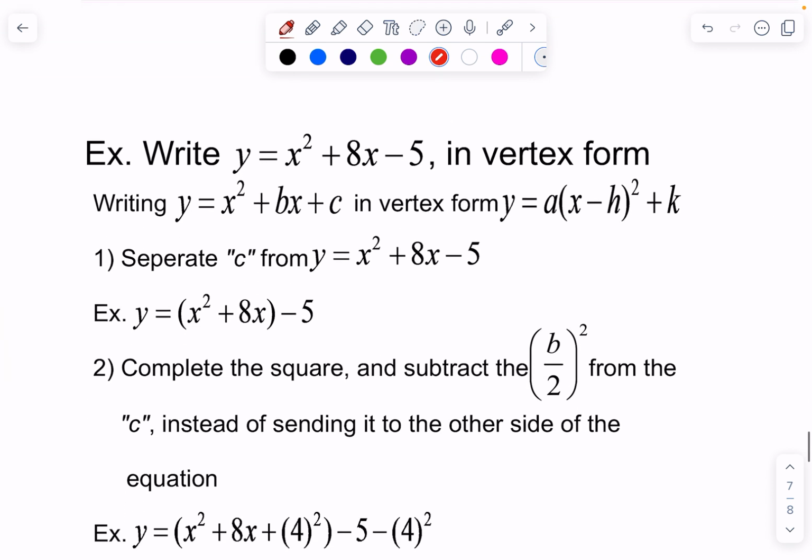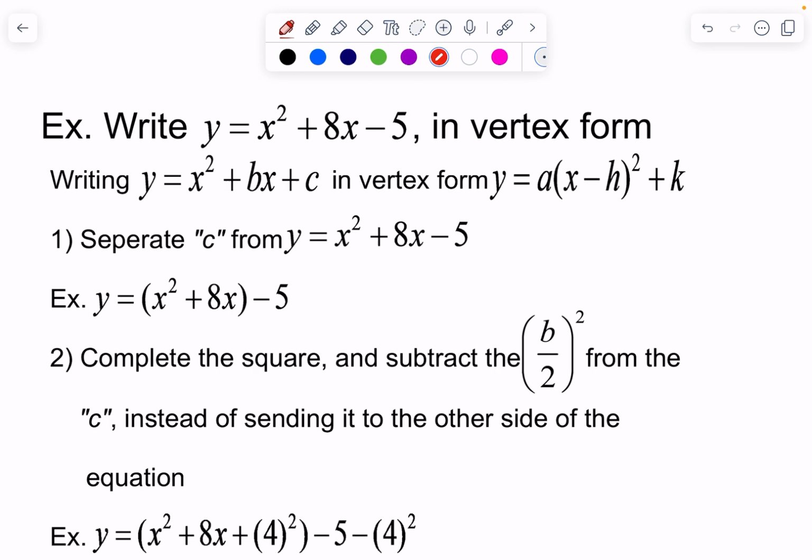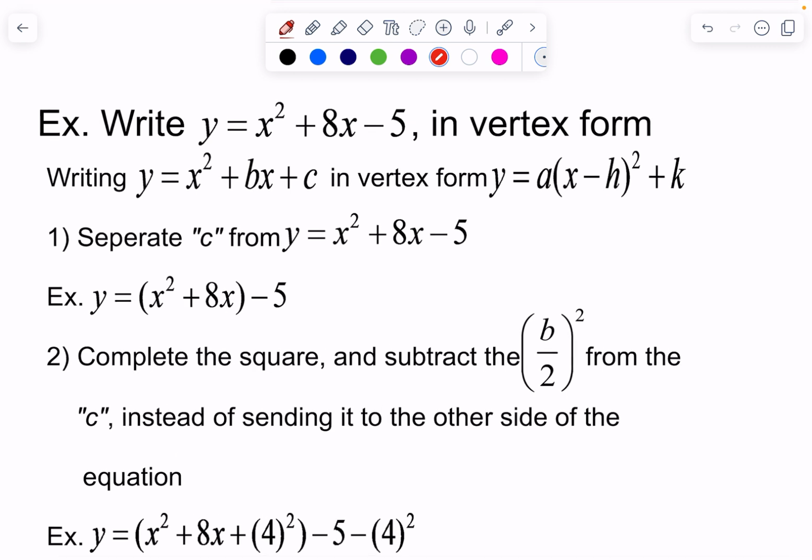Okay, now, what if it's not in vertex form? What if the function that they're giving you is not in vertex form? What if it's in standard form? Well, we're going to want to write the standard form of y equals x squared plus bx plus c in vertex form, y equals a times x minus h squared plus k.